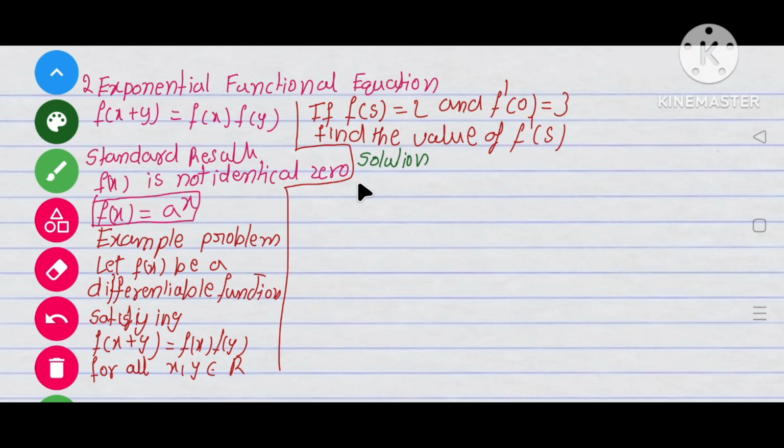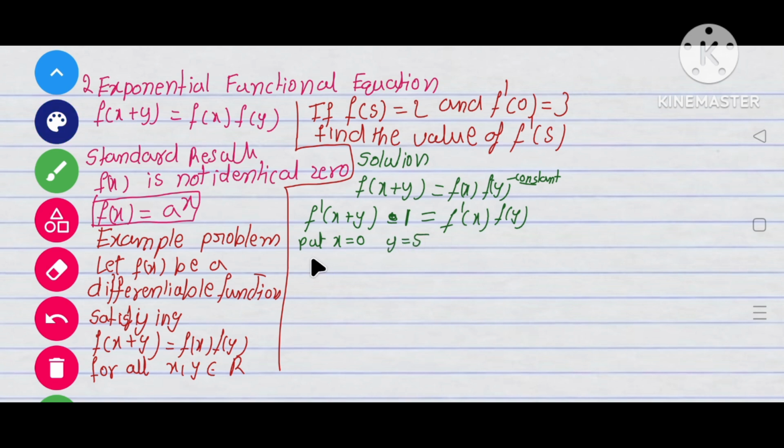Solution. f of x plus y is equal to f of x into f of y. Differentiate with respect to x, where y is constant. f dash of x plus y is equal to f dash of x into f of y, where f of y is a constant. Replace the values x is equal to 0, y is equal to 5. So the equation is f dash of 0 plus 5 is equal to f dash of 0 into f of 5. So f dash of 5 is equal to f dash of 0 into f of 5.